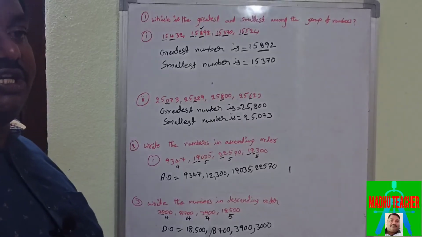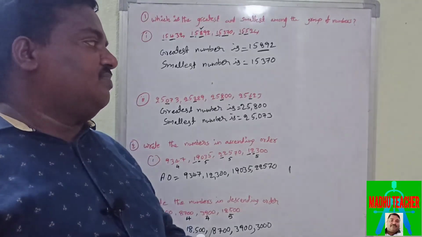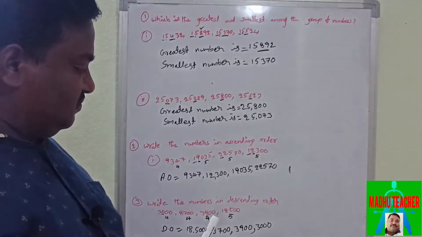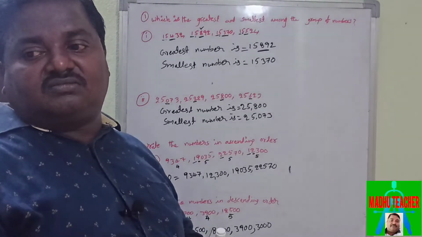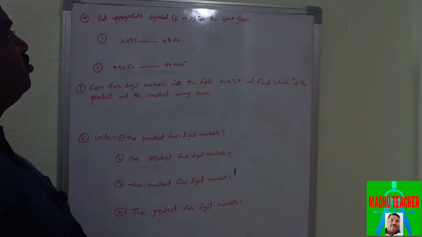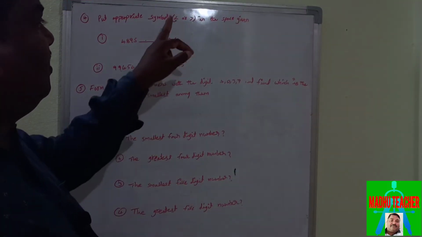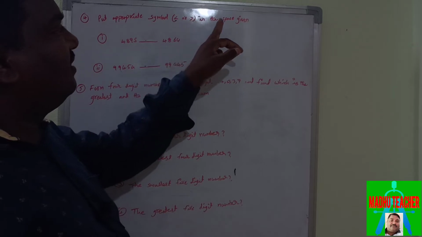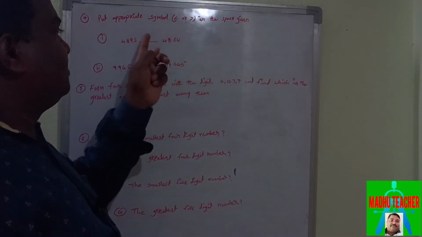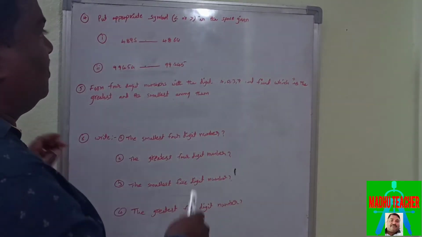So like this we have to take some more problems and practice well, then we can understand perfectly. So let us take some more examples in this topic. Put the appropriate symbol, less than or greater than, in the space given. So you have to write the symbols in this space. So what is the symbol?